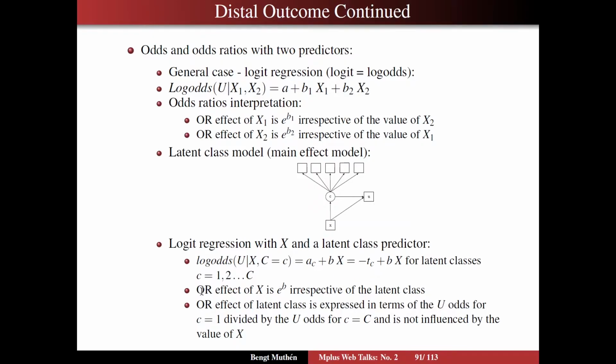And then we say that the odds ratio effect of x is e to the power of b, that is, e to the power of this effect here, irrespective of which latent class we are in, by the rules that we established up here. And the odds ratio effect of the latent class, that is the effect going this way, is expressed in terms of the u odds, that is the odds of getting it right versus getting it wrong, for a certain class, divided by the odds for the last class. And it's not influenced by the value of x at all.